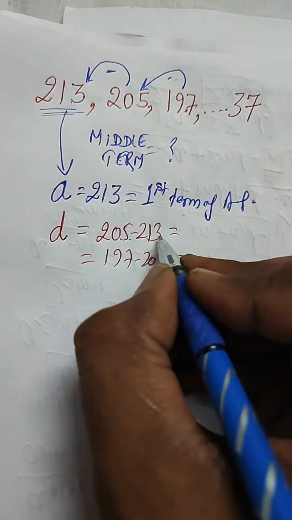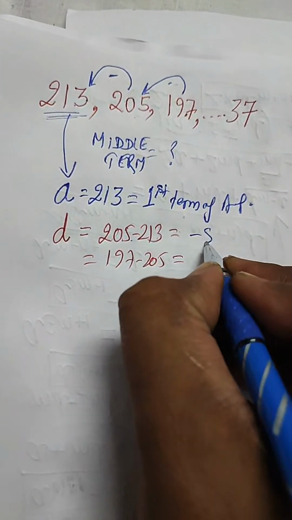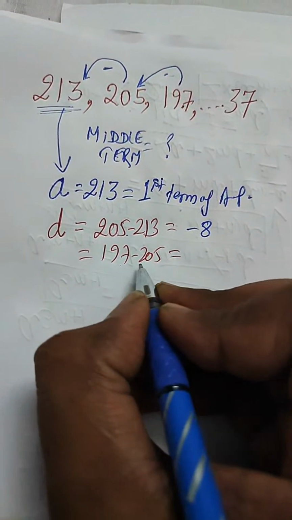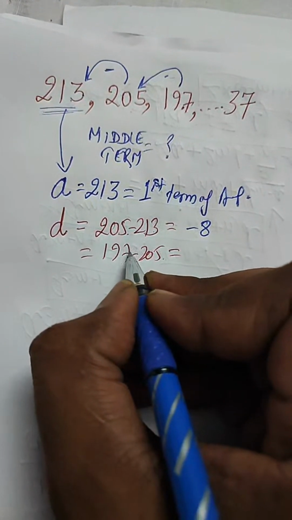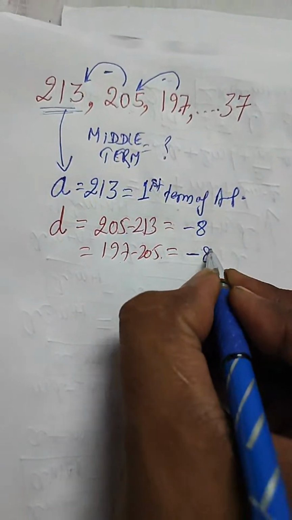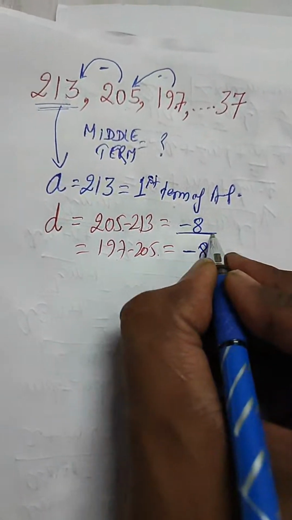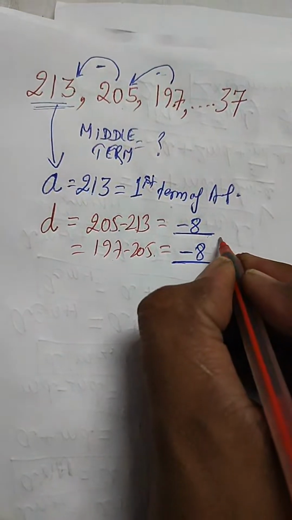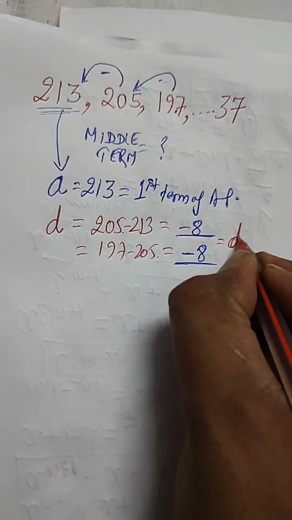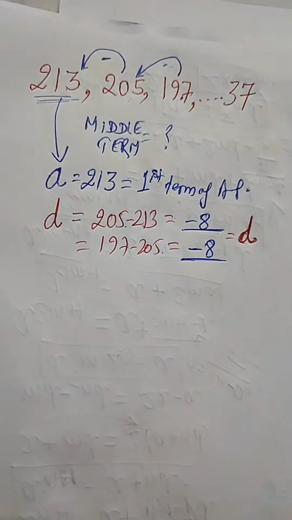205 minus 213 will be minus 8, and here also, 197 minus 205, 197 plus 3, 200, 300 plus. So this will also give you minus 8. So this is confirmed that minus 8 is the value of D, which is your common difference, right?